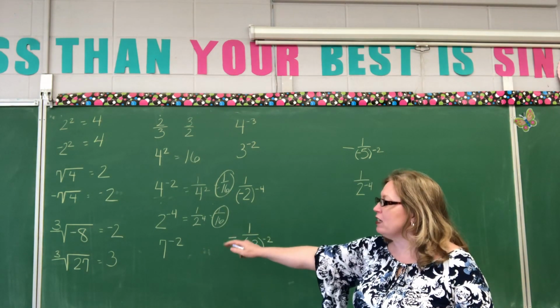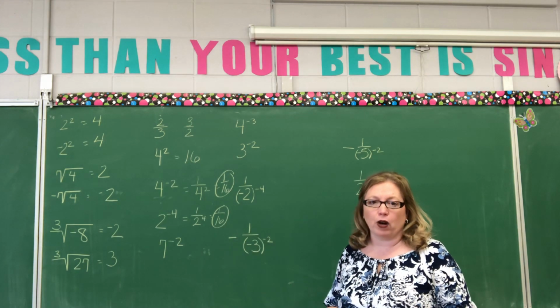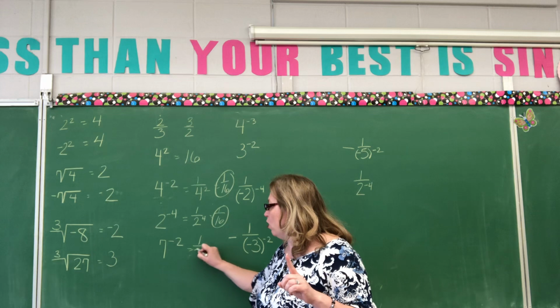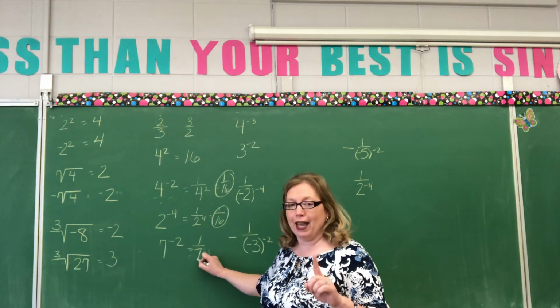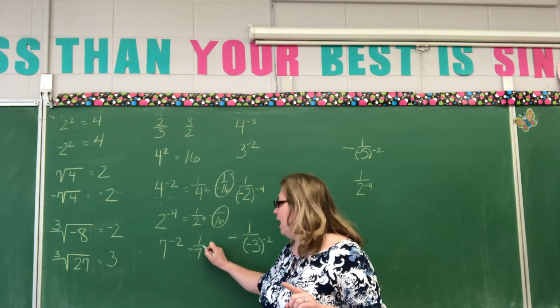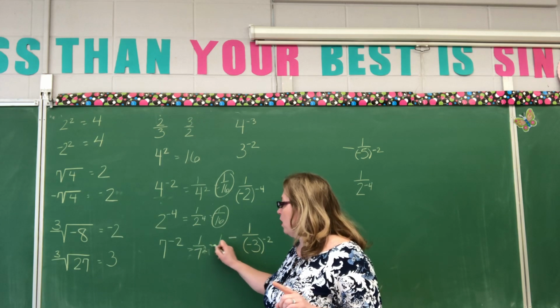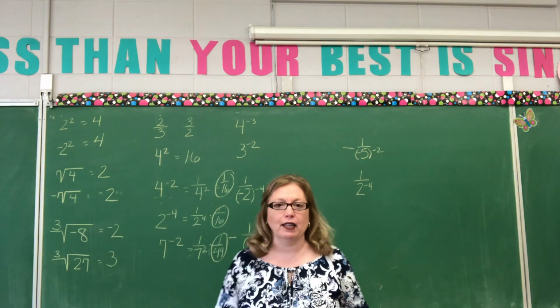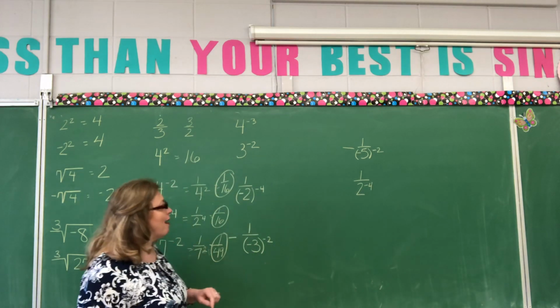Okay, we have 7 to the negative 2nd power. First, use the reciprocal, which is 1 over 7. The negative 2 becomes a positive 2. And if I want to solve this, it becomes 1/49. Let's look at this next problem I have.